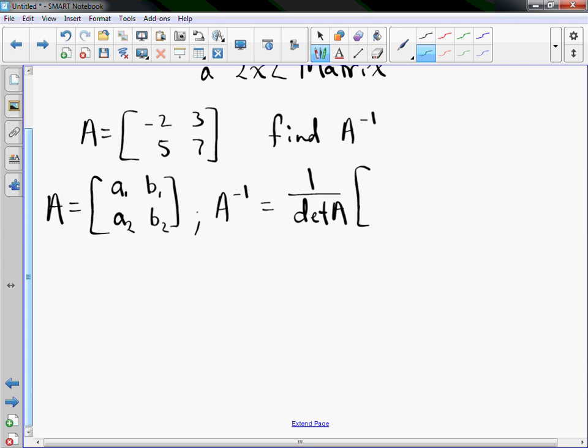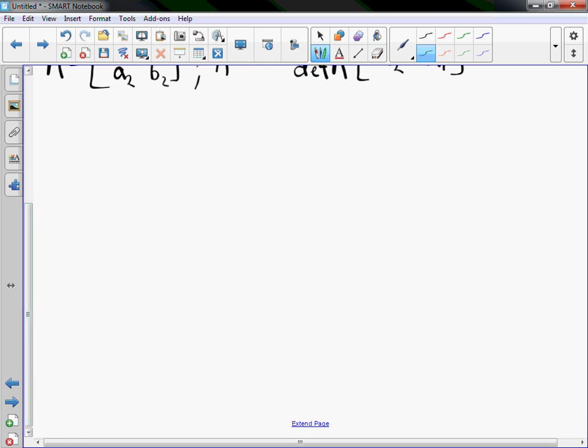We're going to flip-flop where A1 and B2 are. So this is going to be B2, and this will be A1. And then we're going to negate both, we want negative B1, and negative A2. So you flip-flop the left to right diagonal, and you negate the right to left diagonal, if you want to think of it that way. All right, so how does that work for us?